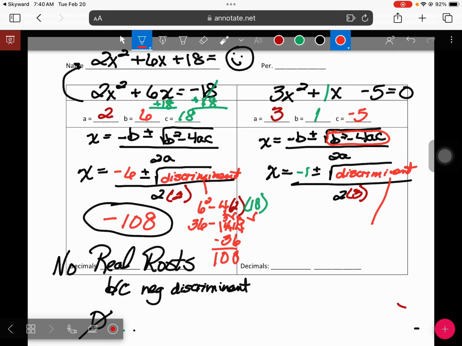Joelle, did you hear what I said? Joelle, you have to know that this is the discriminant, okay?